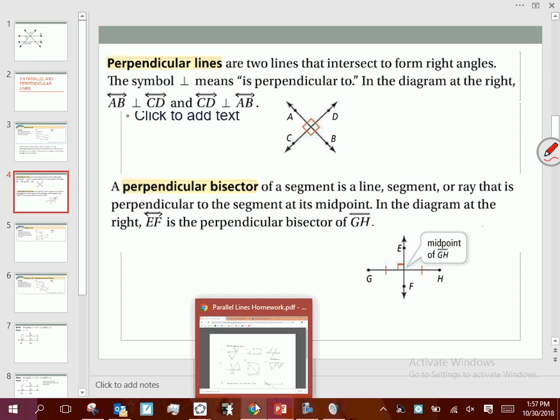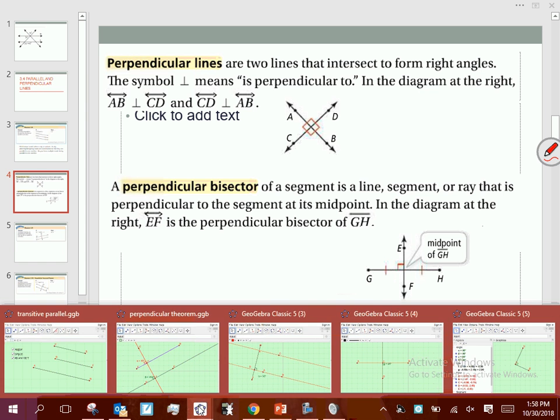It's the segment, ray, line, or essentially any portion of the line that passes through another segment at the other segment's midpoint. That makes it a bisector. But then it's also perpendicular to the other segment, so that's why we get the adjective perpendicular bisector. So I just want to show you this relationship.